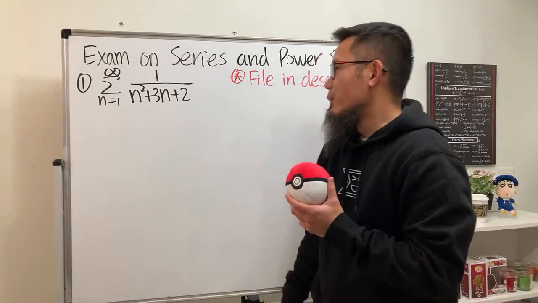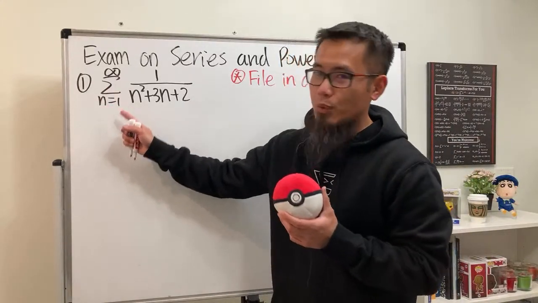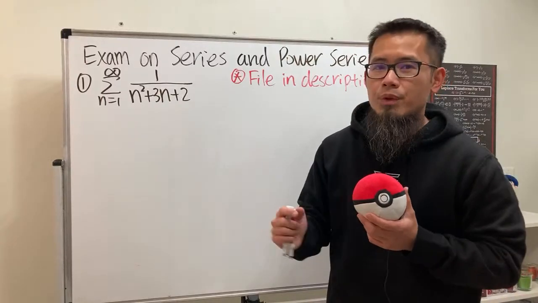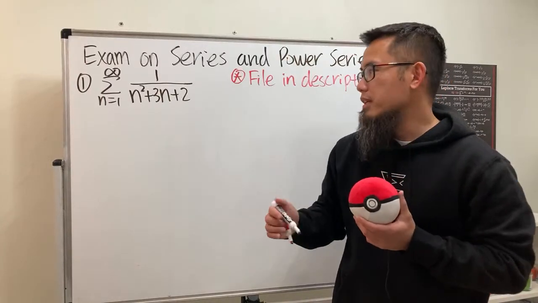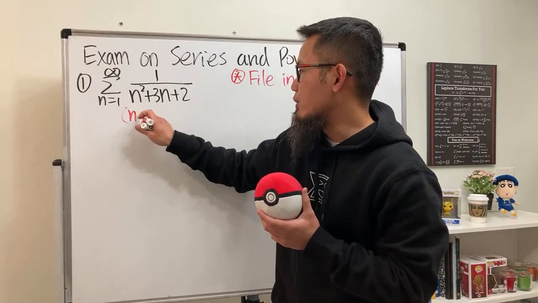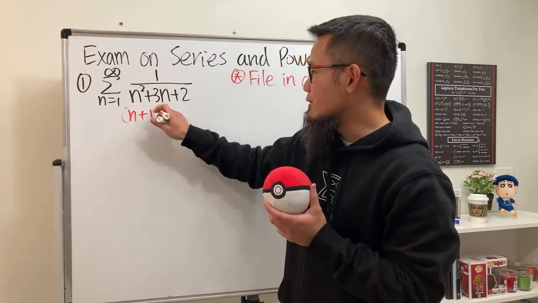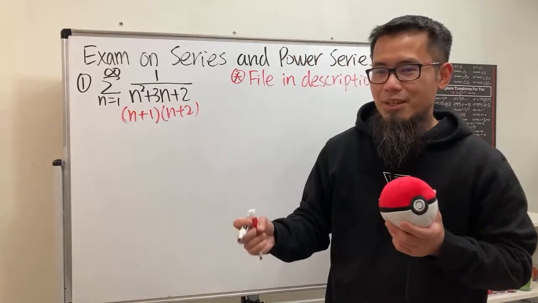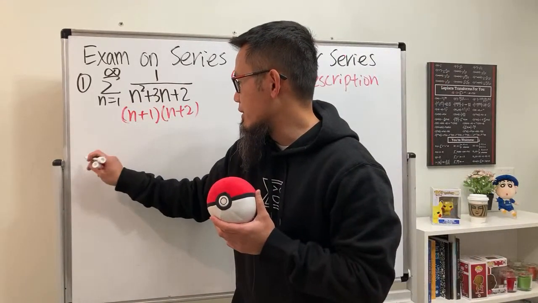First question. We're going to calculate the series as n goes from 1 to infinity of 1 over n squared plus 3n plus 2. And we are supposed to get a value out of this. As you can see, the bottom can be factored, so we'll go ahead and do that: n plus 1 times n plus 2. And yes, this is going to be a telescoping series. Let's do this real quick.